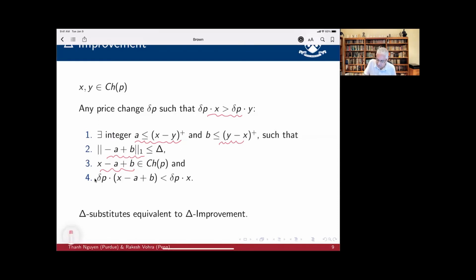And then the last condition I need is that this new bundle, its price should have increased also by less than the price of that X increases. Now we have a theorem in the paper that says this condition is equivalent to delta substitutes. So roughly, what I'd like you to interpret this to mean is that delta substitutes basically means I can go from one bundle to another in my choice correspondence that are nearby by swapping at most delta items.